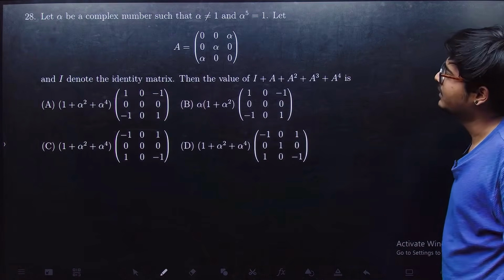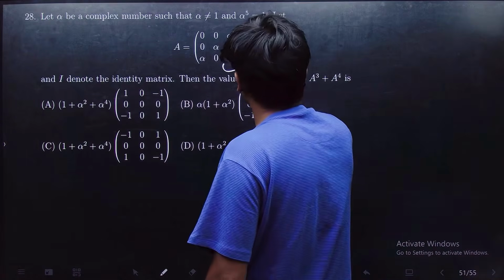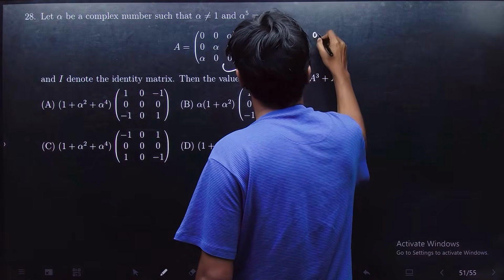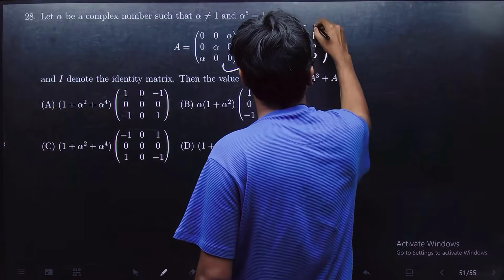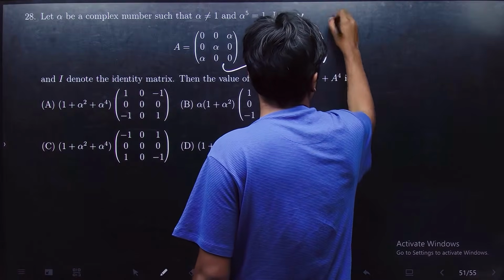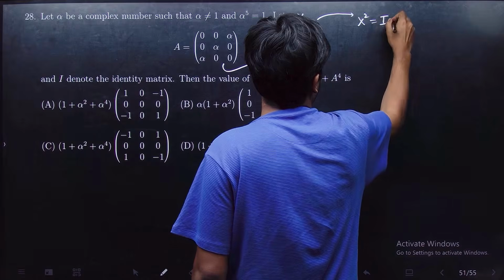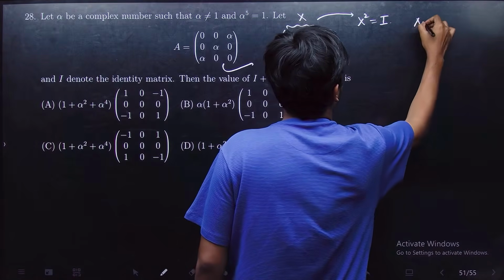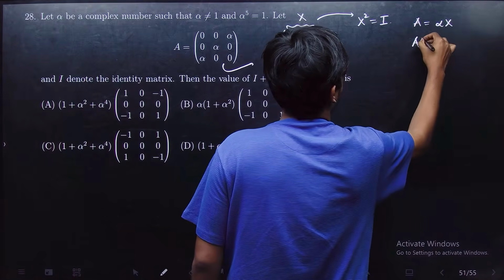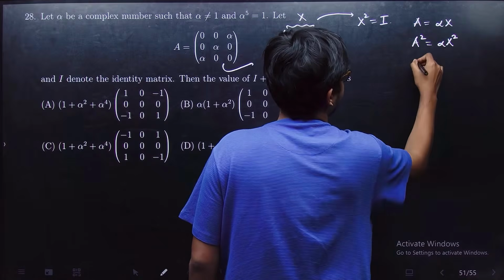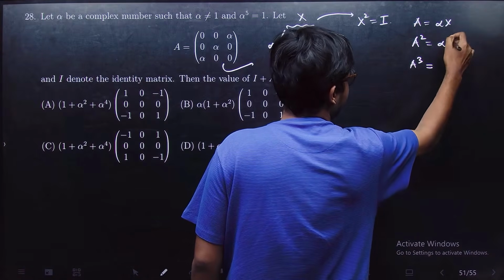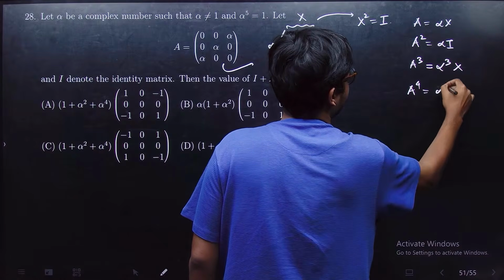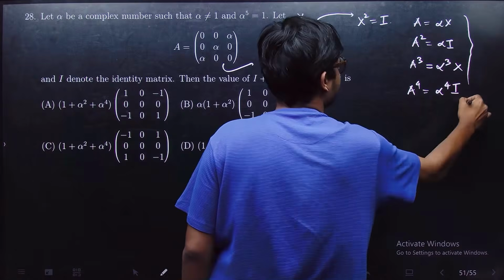All right, so in this one, you have this matrix given. Let's rewrite this: if you take alpha common, you'll get a matrix something like this, 0, 1, 0 and 1, 0, 0. Let's call this matrix x. The property of this is that if you square x, you'll end up with identity. So x square is equal to I, and A is nothing but alpha times x. So A square is going to be alpha square x square, which is alpha square identity. Similarly, A cube is going to be alpha cube x, since x square is identity. A to the power 4 is going to be alpha to the power 4 times identity. Okay, this is what we'll get.